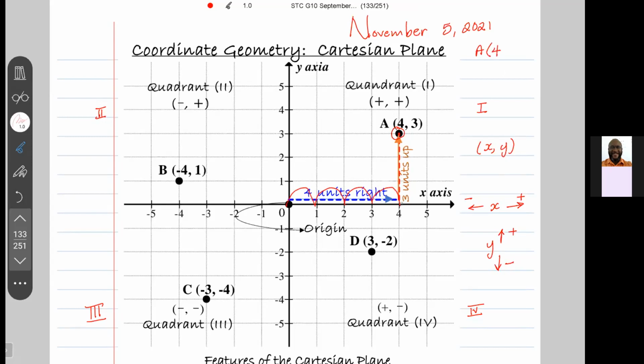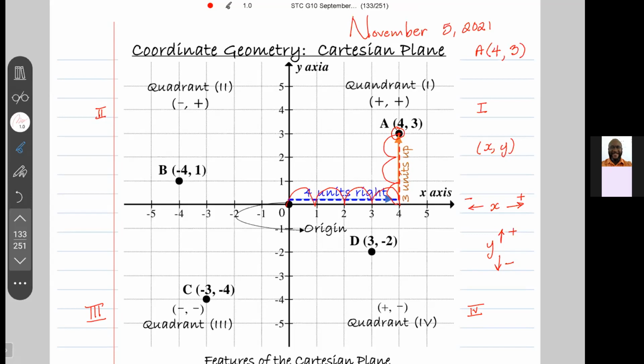To get to A from the origin, I have to move what? 1, 2, 3 units up. So A is 4 units to the right and 3 units above the origin. If it's above the origin, it is positive. So A is the point (4, 3), meaning that A is 4 units to the right and 3 units above the origin.